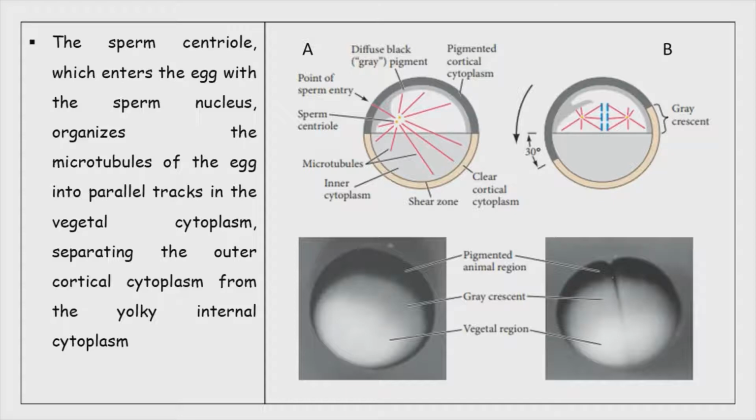Therefore, we can say that the gray crescent area fixes the final symmetry of the egg, and you can say the future embryo. In the two lower images you can see the outer surface of the zygote in which different areas are shown: a very dark pigmented area in the animal region, the gray crescent in the middle of the egg, or you can say now the egg turned zygote, and the lower part, which is very light, or you can say white in color, is the vegetal region. In the second image, cleavage is going to start, which we are going to discuss in the next slide.